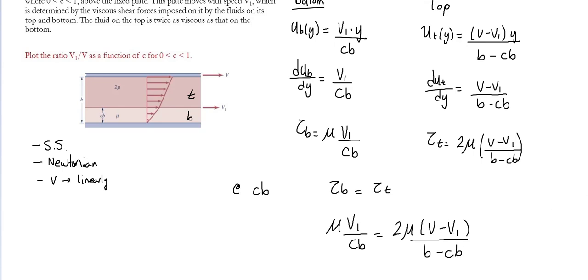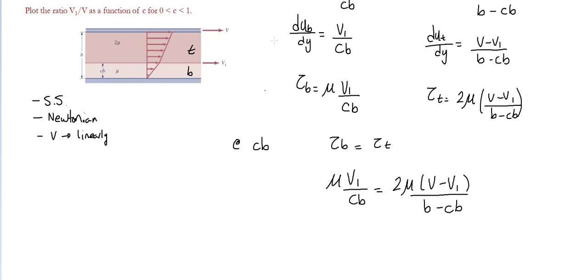Okay, and then we start simplifying this equation. So let's start canceling things. Mu and mu cancel on this side, and then we are going to be able to factor things out. So notice that this one could be written as 2(v minus v1), and we could factor out the value of v. This is 1 minus c, right? And this is v1 over cv, and v cancels on both sides. So now notice that we have everything as a function of c.